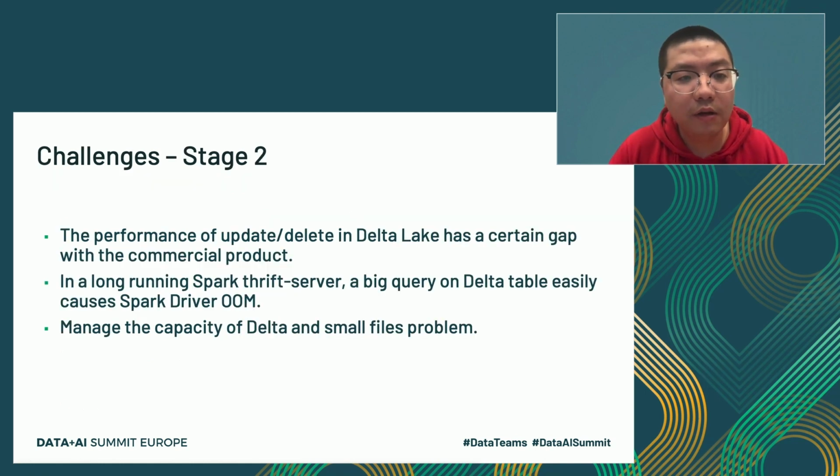So in stage 2, we went online, and we found that there are still some gaps in performance between Delta Lake and the conventional product. And also we found that in a very big query, a Delta table very easily causes out of memory in the Spark driver. Also, we need to manage the capacity and resolve the small file problems in Delta.